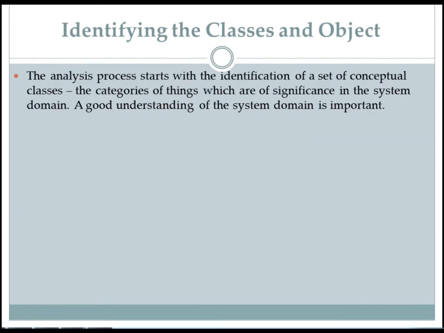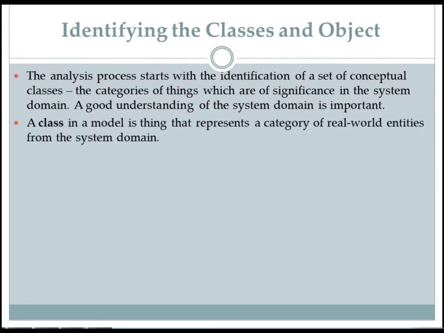In the identifying process, the analysis starts with the identification of a set of conceptual classes, the categories of things which have significance in the system domain. A good understanding of the system domain is important when it comes to identifying the classes. We can say a class is a model of things that represents a category of real world entities from the system domain. To explain this statement, we'll give an example.